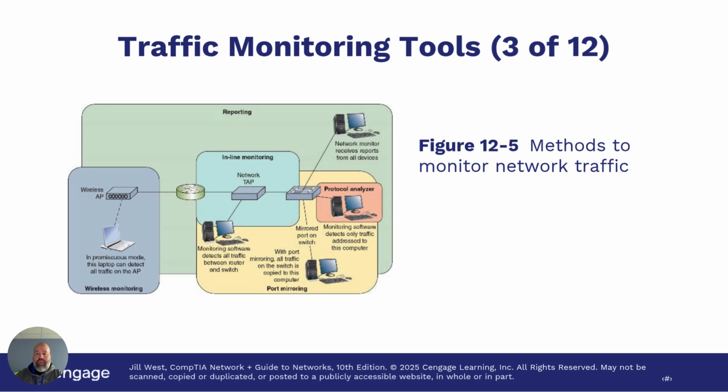Here's a visual of all of these monitoring methods working together. See how the wireless laptop in promiscuous mode, and yes, that's the actual technical term, can detect all traffic on the access point. The inline monitoring shows a network tap sitting between devices. Port mirroring shows how traffic gets copied to a monitoring computer, and reporting shows devices sending information directly to the network monitor. It's like having security cameras, undercover agents, and informants all working together to keep tabs on everything.